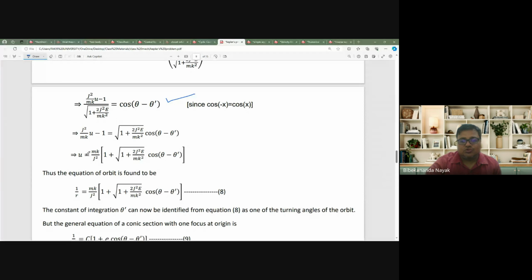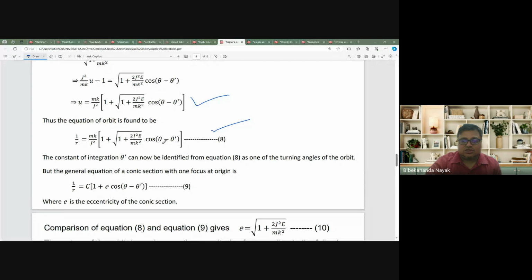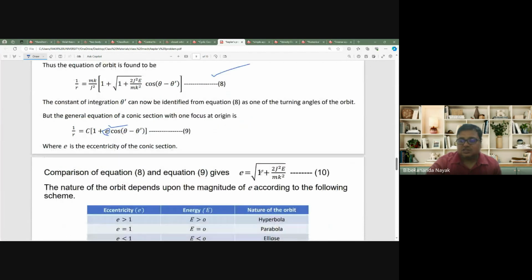From this you find u is equal to mk by j square, or u is equal to 1 by r. So 1 by r is equal to mk by j square, 1 plus root of 1 plus 2 j square E by mk square, over cos theta minus theta prime. Comparing with your general expression, 1 by r is equal to c constant into 1 plus e cos theta, the equation of a conic section where e is known as eccentricity. So comparing this, we can say eccentricity is root of 1 plus 2 j square E by mk square.